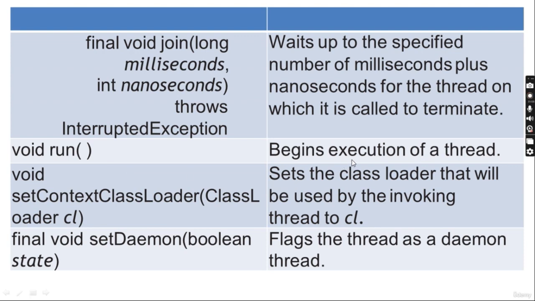void run begins the execution of the thread. This is a very important method. If you do not call this method, your thread execution will not start. Then void setContextClassLoader(ClassLoader cl) sets the class loader that will be used by the invoking thread to cl. final void setDaemon(boolean state) flags the thread as a daemon thread.